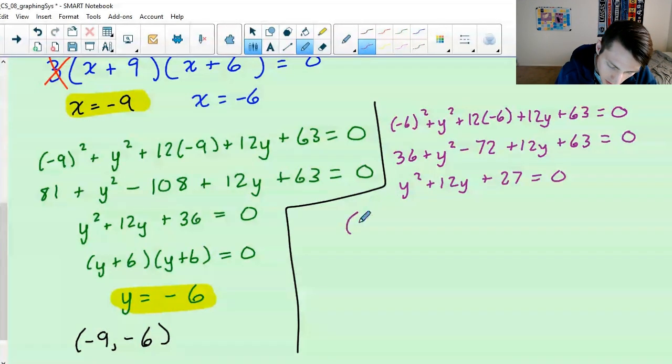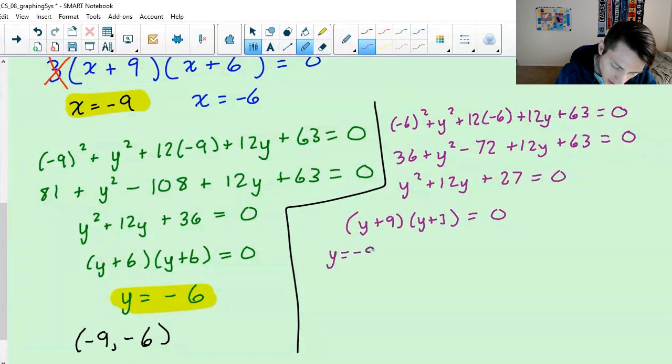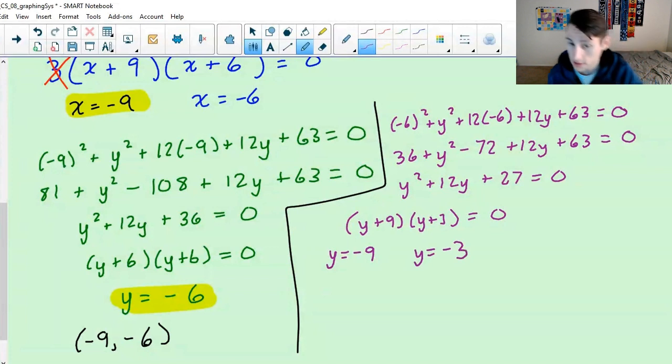This we can factor into just y plus 9 times y plus 3 equals 0. So we would get y equals negative 9 and y equals negative 3.